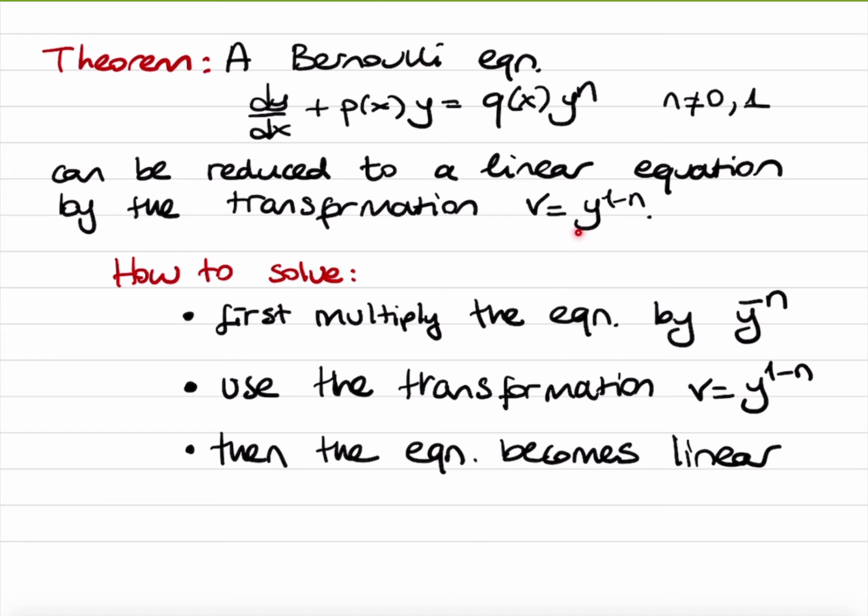We will use this transformation v is equal to y to the power 1 minus n, and we will get a linear differential equation in the variable v. But to do that, first we multiply the equation by y to the power minus n, so that we get rid of the y to the power n term, because when we multiply by y to the power minus n, we get the q of x term on the other side only. Then we use this transformation to make it linear. Okay, let me solve an example. I think you will understand better.